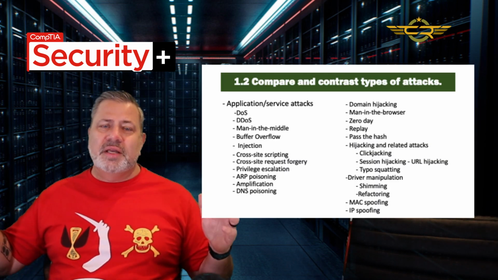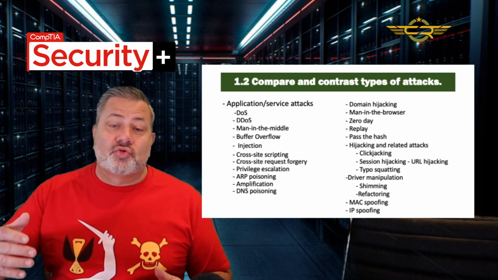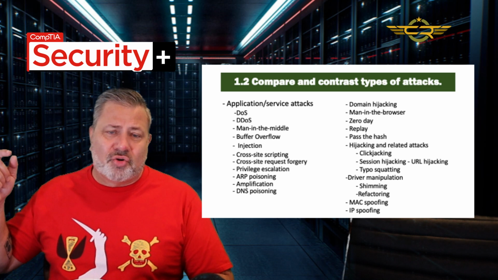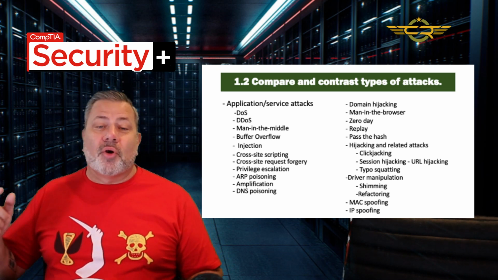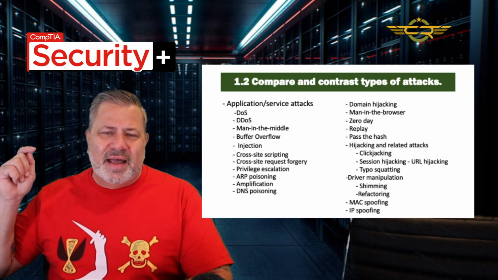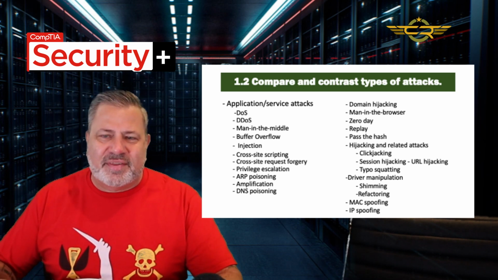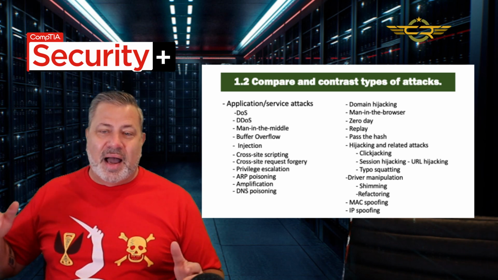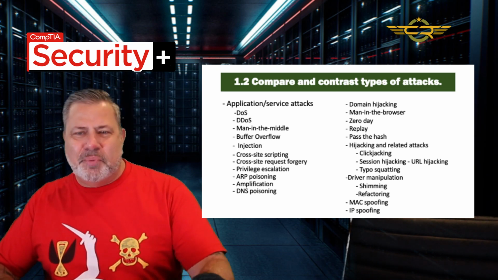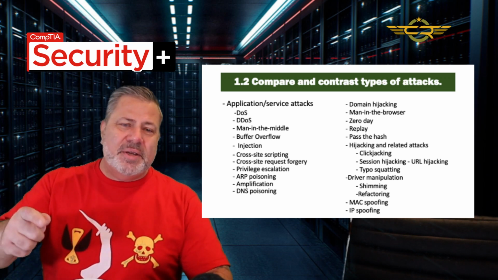That's not all. 1.2 keeps going on. So we're going to talk about application service attacks, denial of service attacks, distributed denial of service attacks, man in the middle, buffer overflow, injection, cross-site scripting, cross-site request forgery, privilege escalation, ARP poisoning, amplification, DNS poisoning, domain hijacking, man in the middle, zero-day, replay, pass the hash, then talk a bunch about hijacking related attacks like clickjacking, session hijacking, URL hijacking, typo squatting, talk about driver manipulation, shimming, refactoring, MAC spoofing, and IP spoofing.